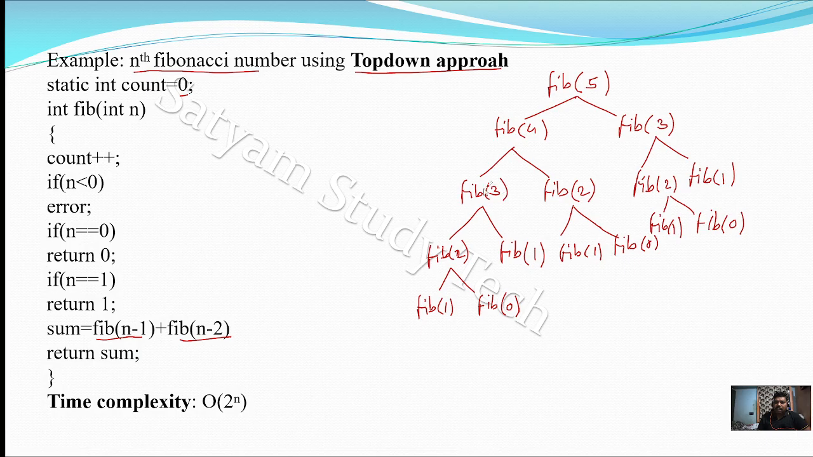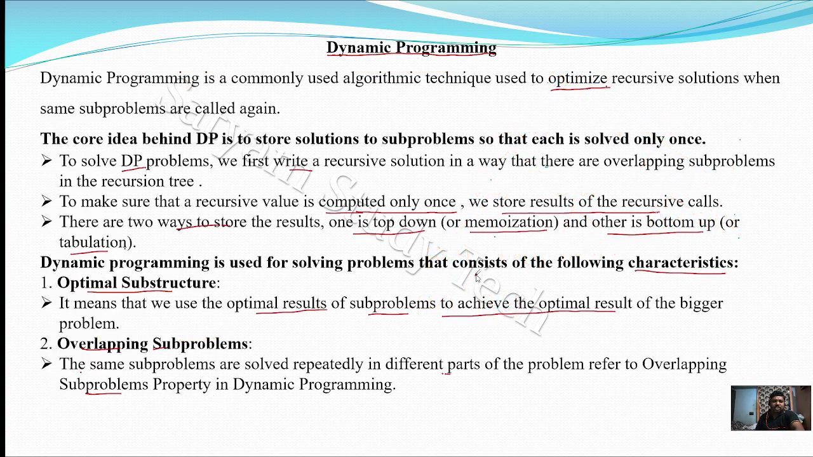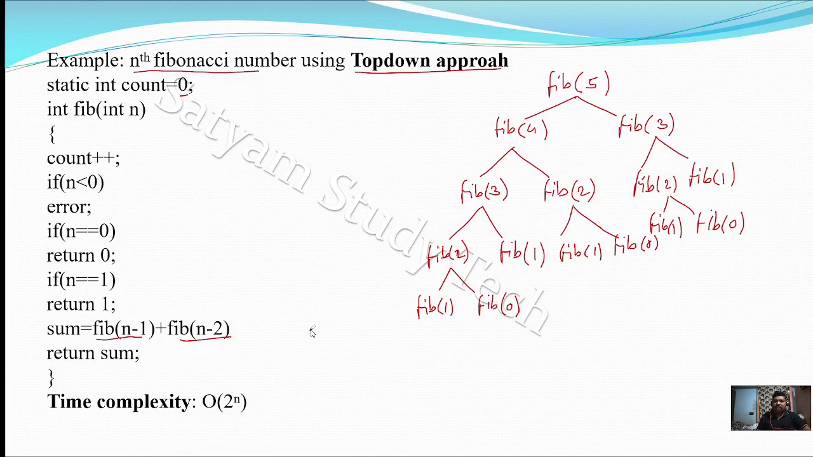Here also you can find out fib of 3, and here also fib of 3. Here also you can find out fib of 2 and 1. This is called, as we have already discussed, one important property: overlapping subproblems. The same problem is called recursively again and again. So what is the drawback here? The time complexity is big O of 2 power n.